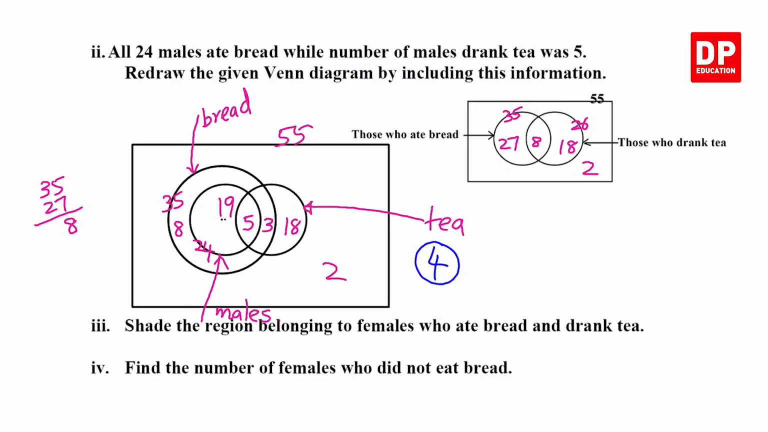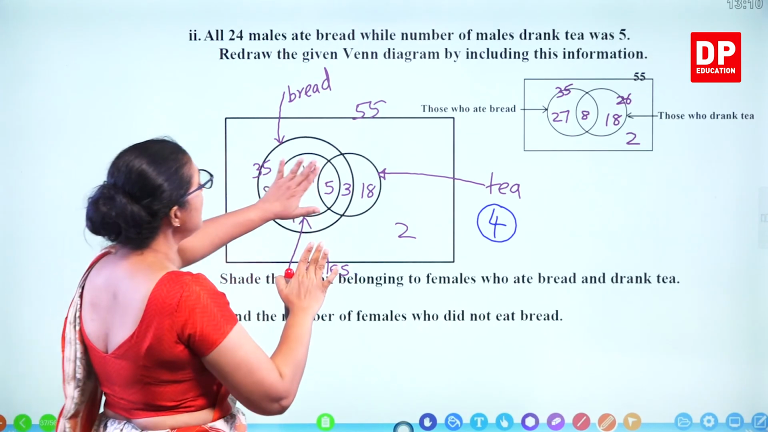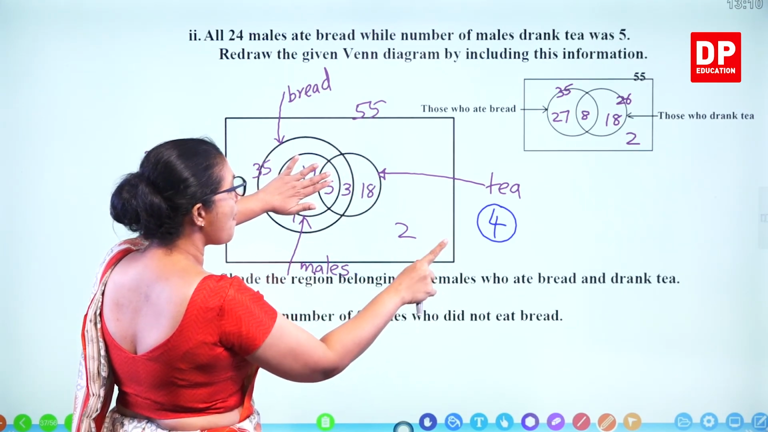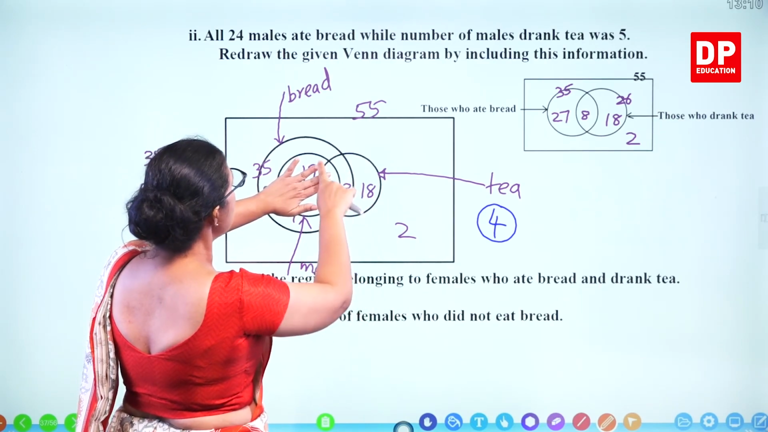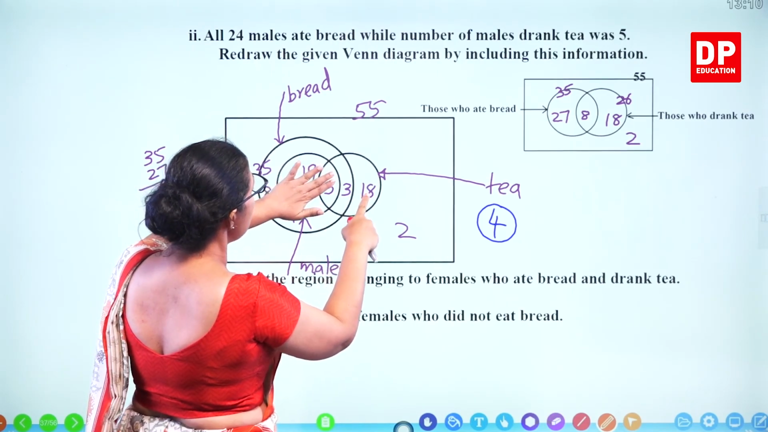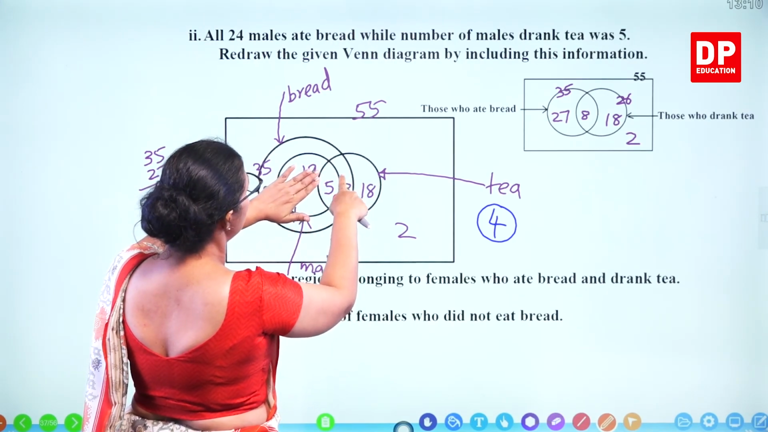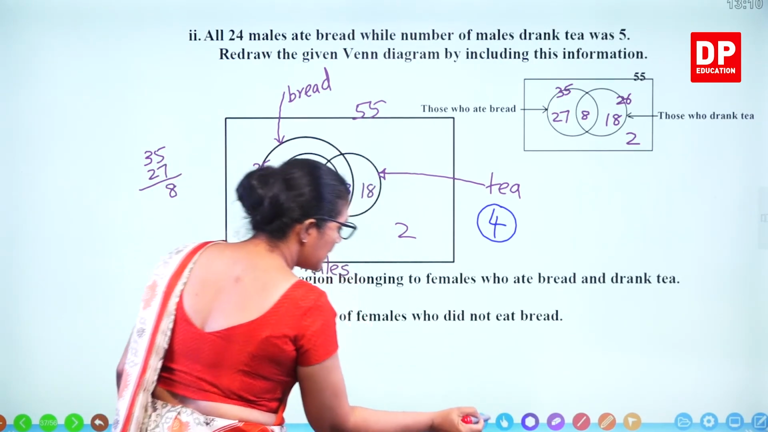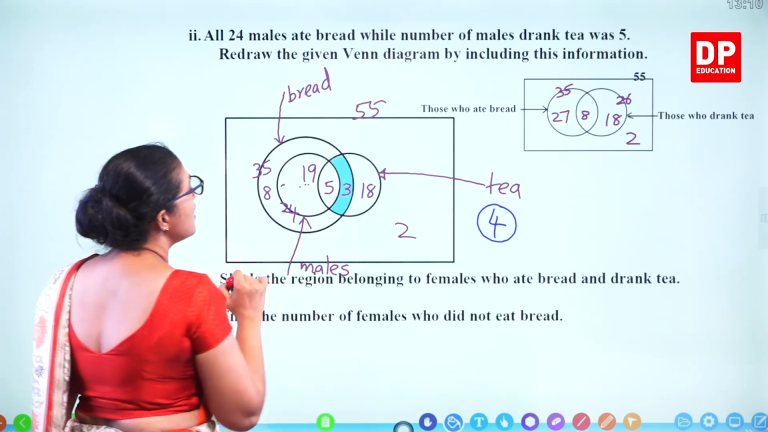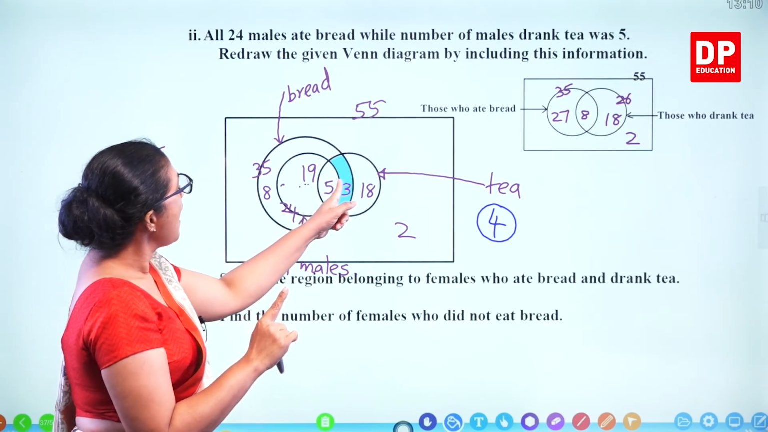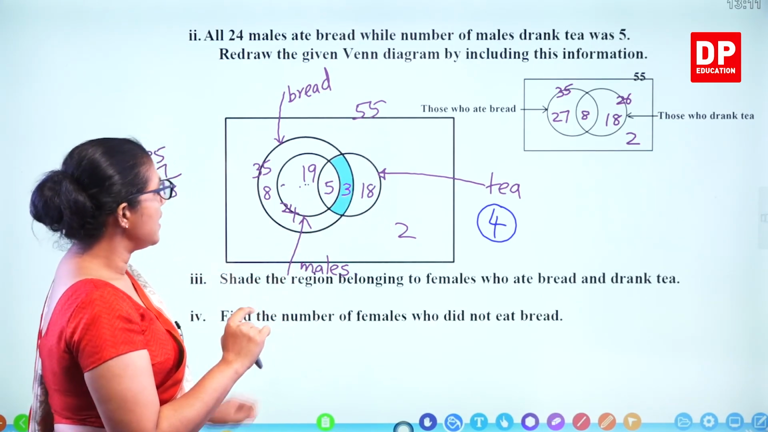Shade the region belonging to females who ate bread and drank tea. So outside the male circle, that's females who ate bread, and who ate bread and drank tea. So tea is here. So which part? Outside this, so this is the shade. This part should be females who ate bread and also drank tea.